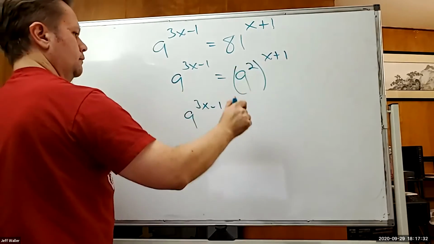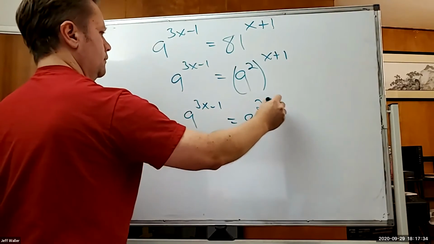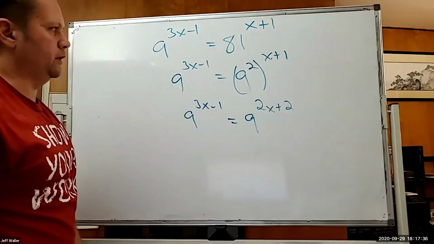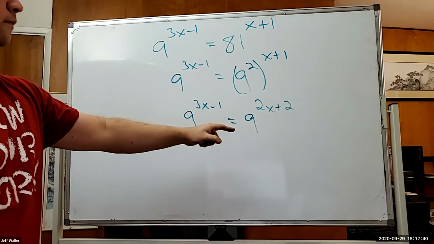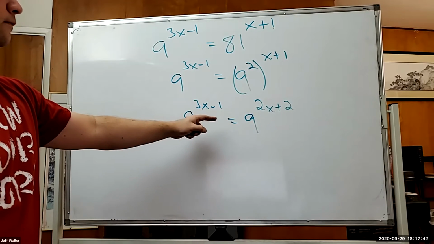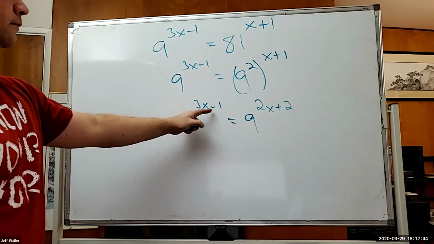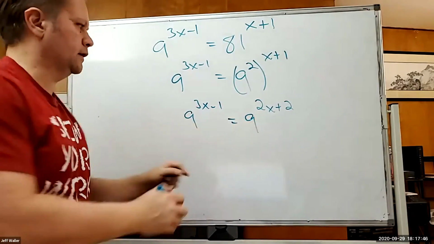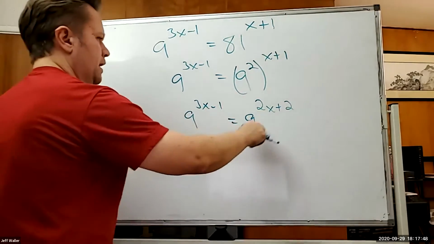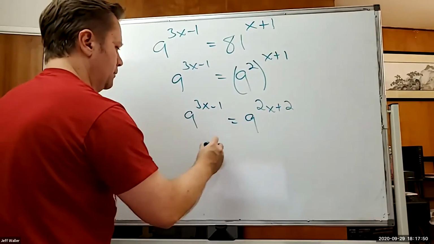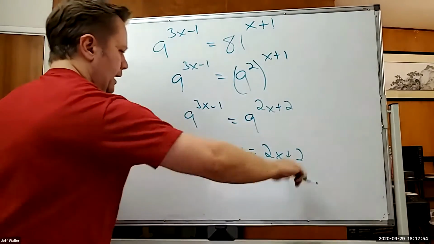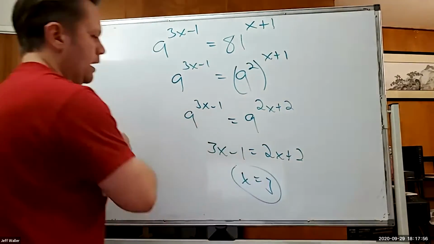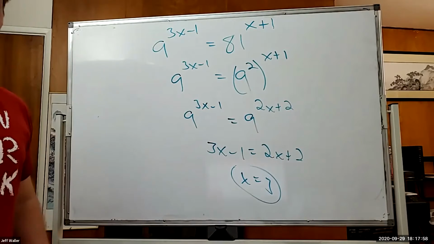Distribute the 2. Yep. And now what's got to be true for this to be a true statement? Three x minus 1 has to equal 2x plus 2. Yes. 9 to this equals 9 to that. They've got to be the same thing. So that's got to equal that. And if I subtract that and add that, I get x is 3. Wow! It came out really nice.